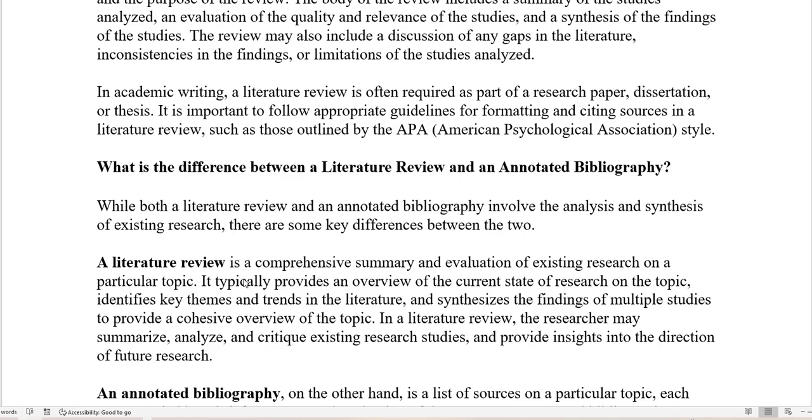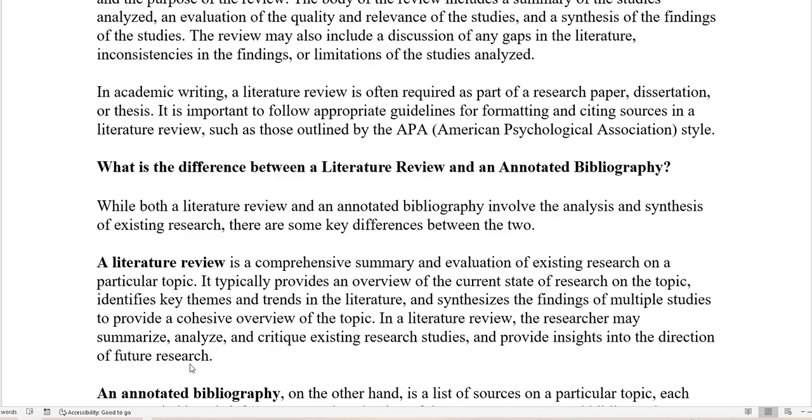A literature review is a comprehensive evaluation of existing research on a particular topic. It typically provides an overview of the current state of research and identifies key themes and trends in the literature and synthesizes the findings of multiple studies to provide a cohesive overview of the study. In a literature review, the researcher may summarize, analyze, and critique existing research studies and provide insights into the direction of future research.